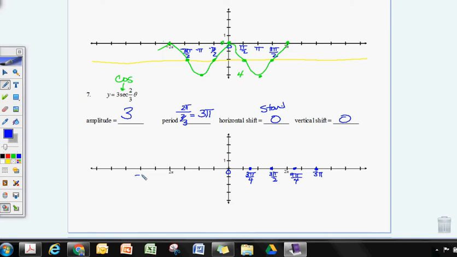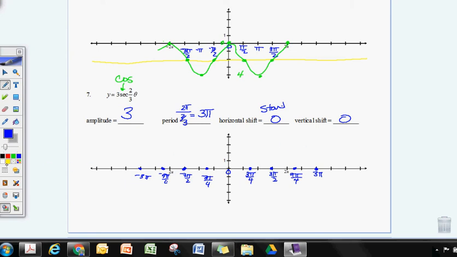Same thing going backwards. Here would be negative 3 pi. So here at negative 3 pi over 2, it would work. At the halfway point between those would be right here. That would be negative 9 pi over 4. And last but not least, in between those points would be negative 3 pi over 4. So those are my points.